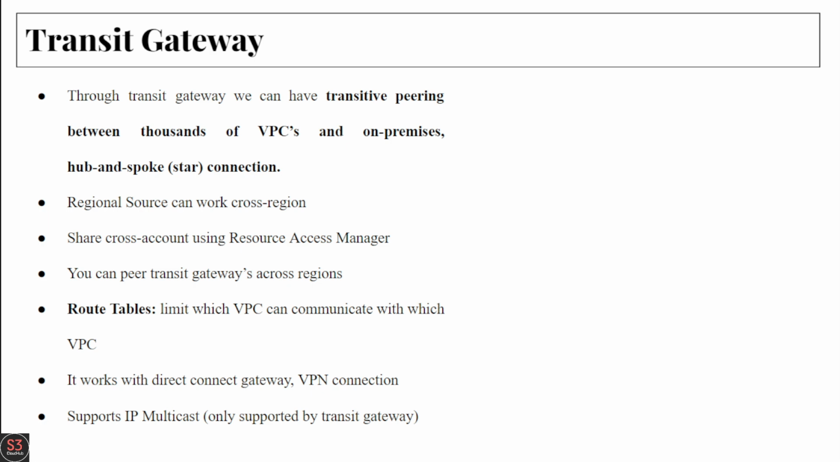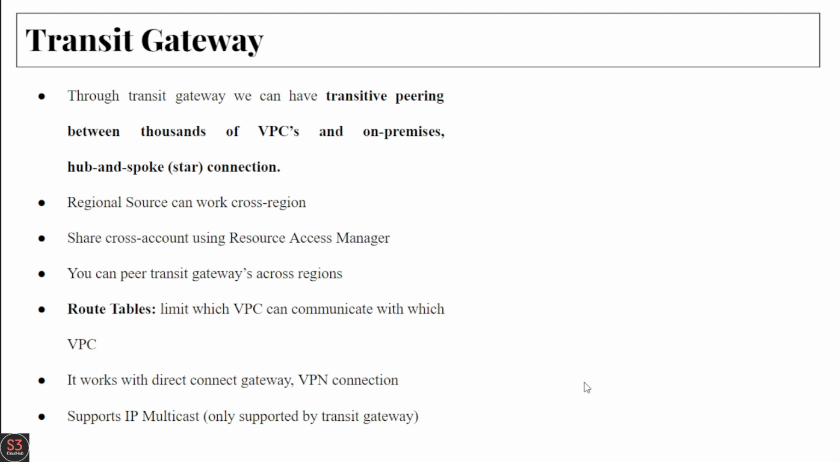Let's take an example. Let's assume that we have many VPCs and we want to pair them together. Then we have to establish a site-to-site VPN connection and Direct Connect, and then we need a Direct Connect gateway to connect multiple VPCs at a time, and this becomes very complicated in terms of network topology. So AWS came up with the transit gateway to solve the problem, and you are going to have a transitive peering connection between thousands of VPCs, your on-premises data center, your site-to-site VPN, and Direct Connect in a hub and spoke star connection.